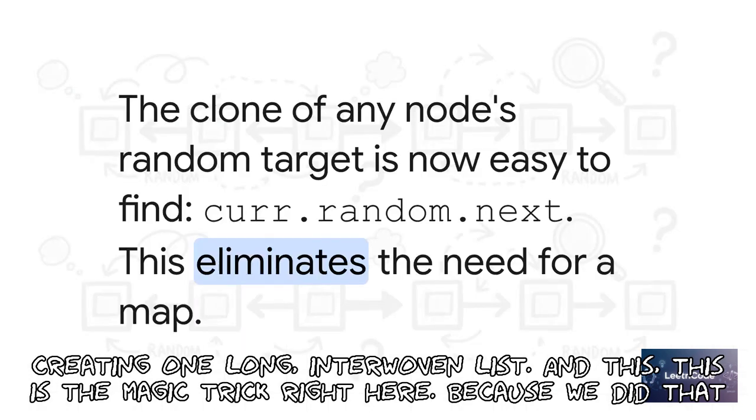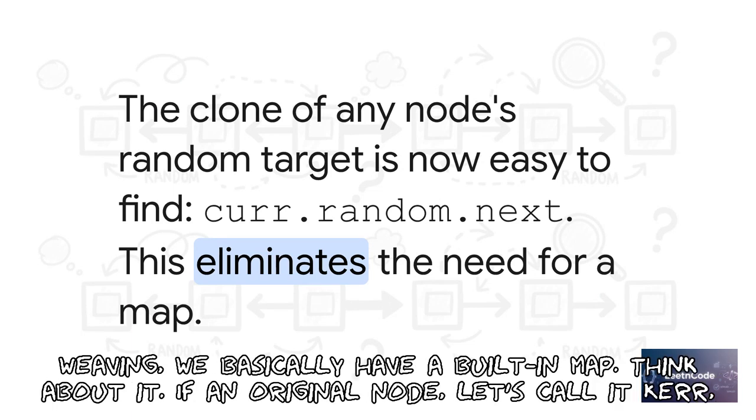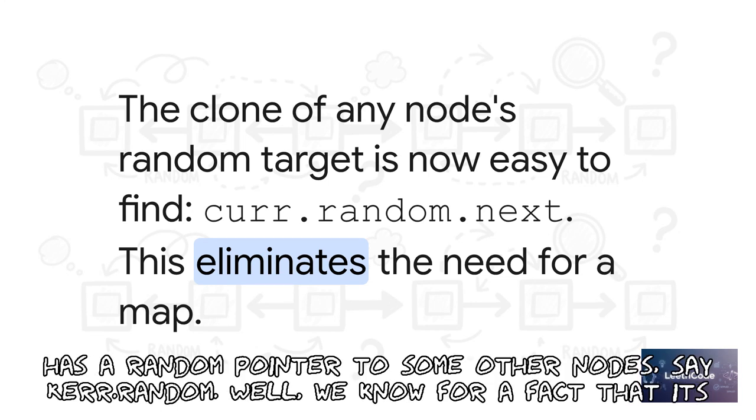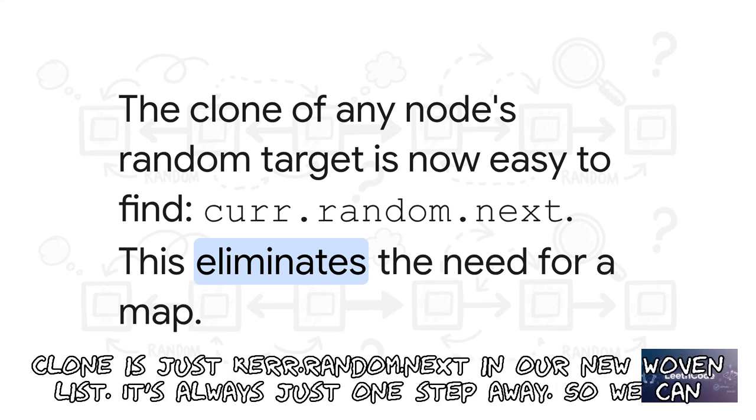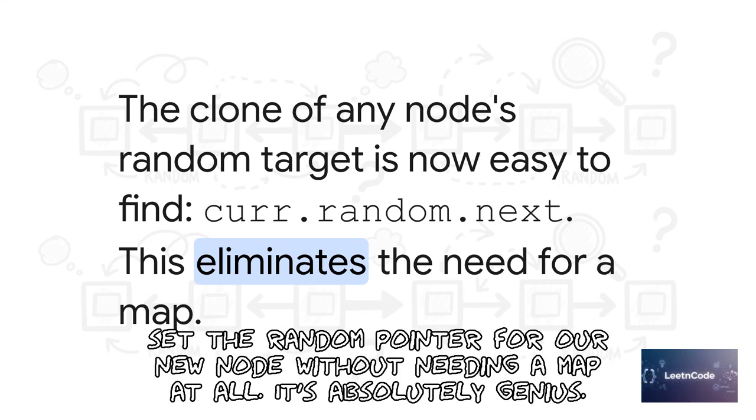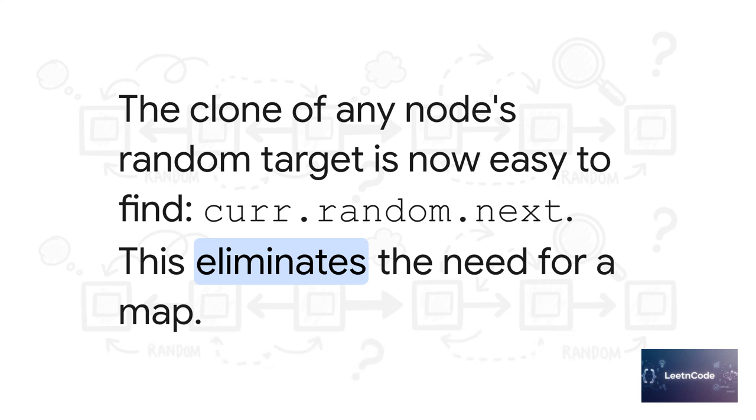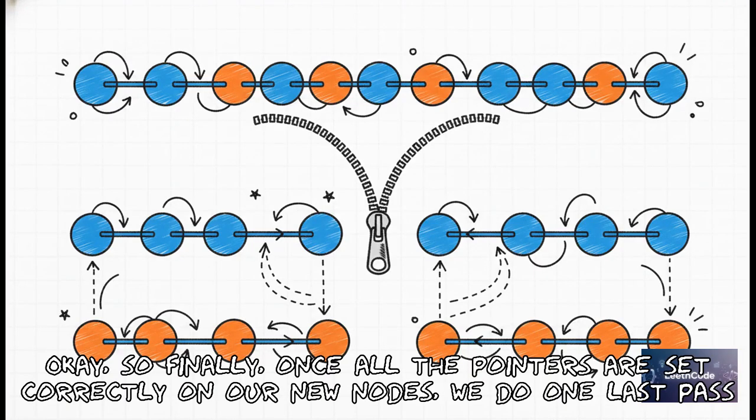And this is the magic trick right here. Because we did that weaving, we basically have a built-in map. Think about it. If an original node, let's call it cur, has a random pointer to some other node, say cur.random, well, we know for a fact that its clone is just cur.random.next in our new woven list. It's always just one step away. So we can set the random pointer for our new node without needing a map at all. It's absolutely genius.